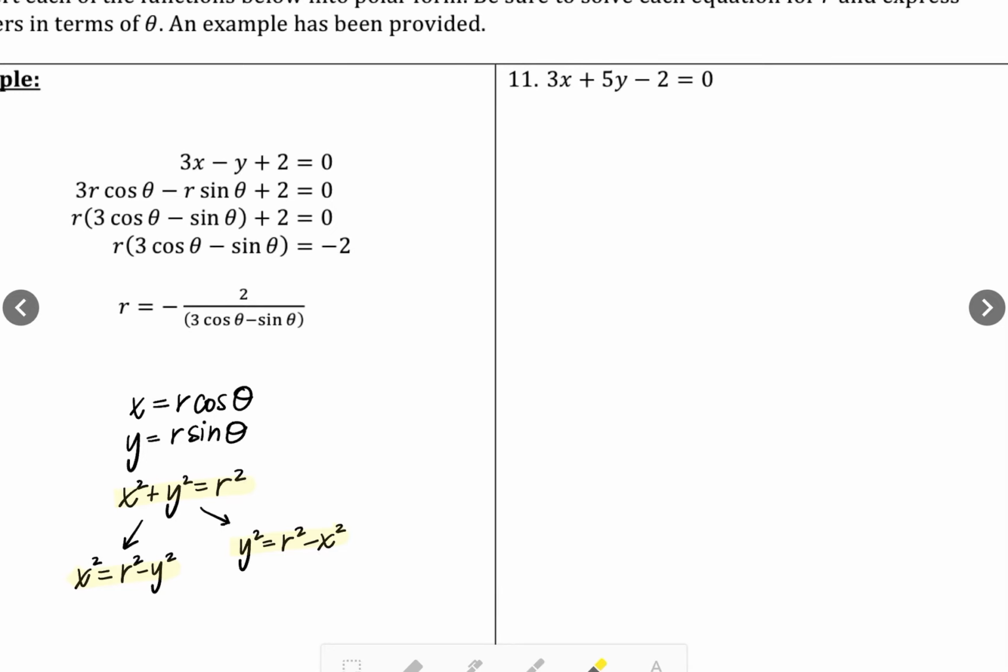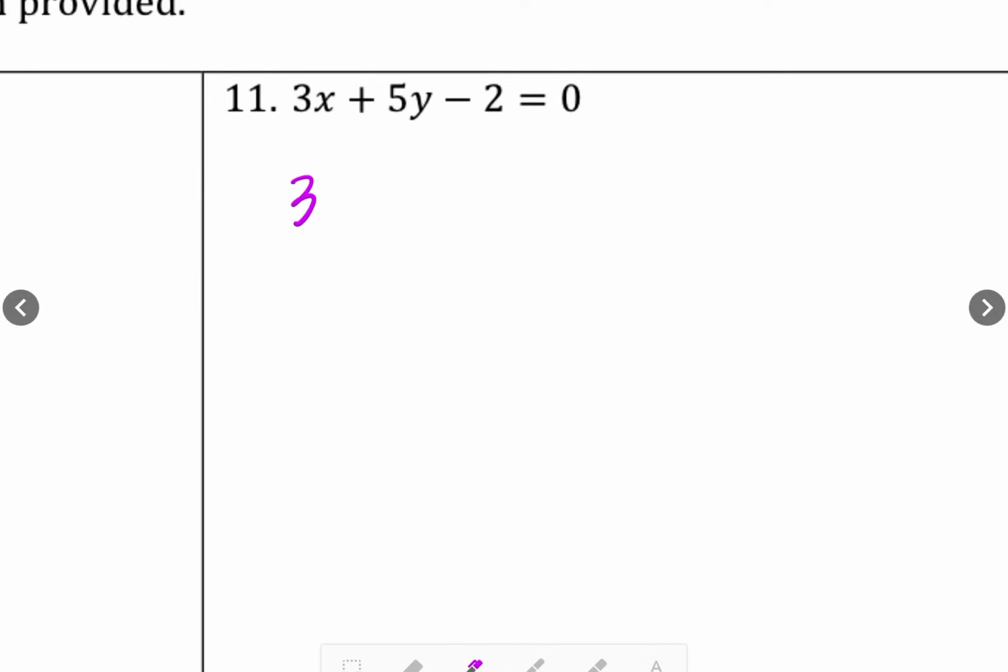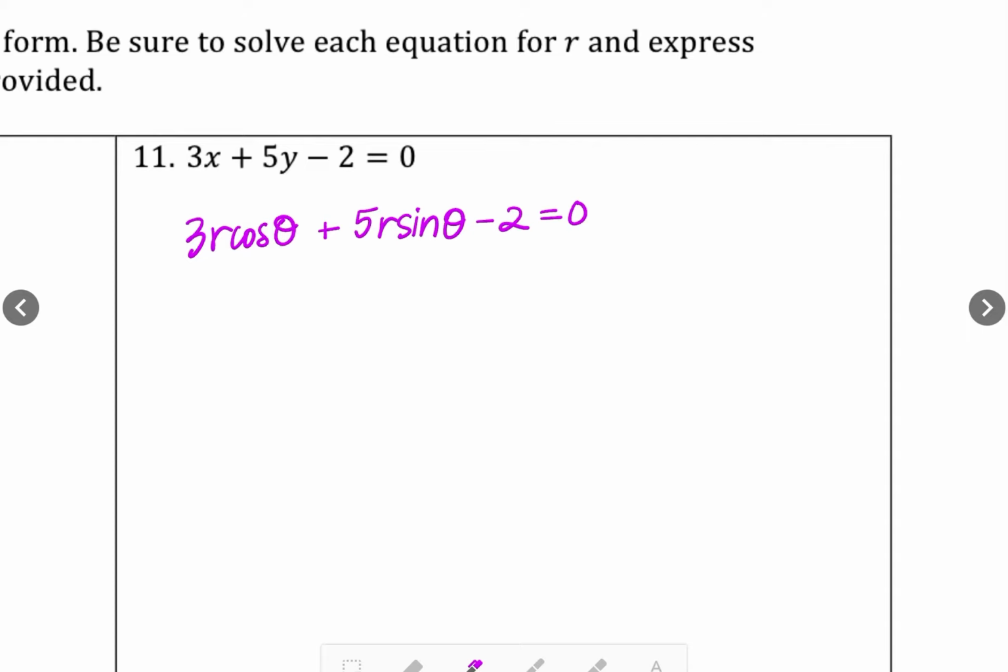So when I go to start substituting in, I want to substitute in these just basic relationships. I want to say, well, x is r cosine theta. So 3r cosine theta plus 5, well, y is r sine theta. 5r sine theta minus 2. So our first step really is to just substitute in those values that change us from rectangular to polar.